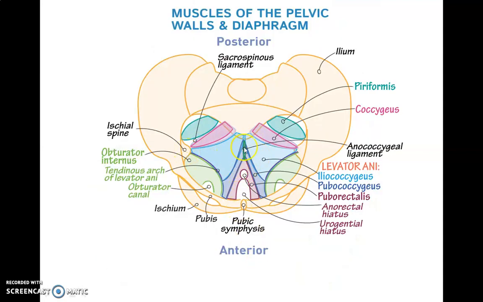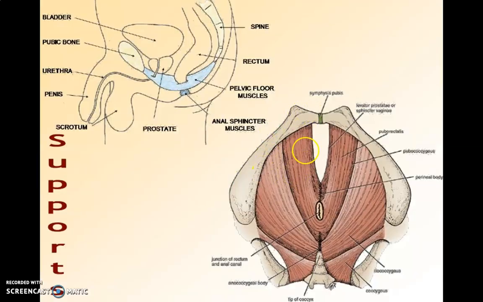This figure shows the pelvic diaphragm muscles. In that, the levator ani and the puborectalis muscle are important for the support of the rectum. This figure also shows the levator ani and the puborectalis muscle forming the support of the rectum.